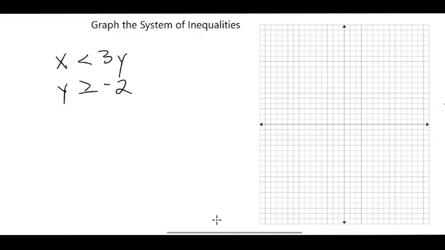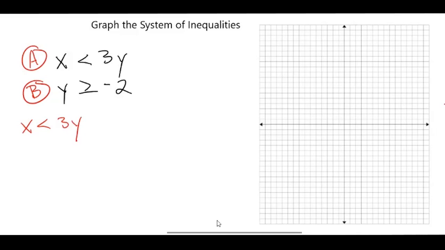Hey guys, so today we're going to be graphing a system of inequalities. And what I'm going to do here is call this one inequality A, this one inequality B. So the first one I have is x is less than 3y. There's a few ways you can do this.